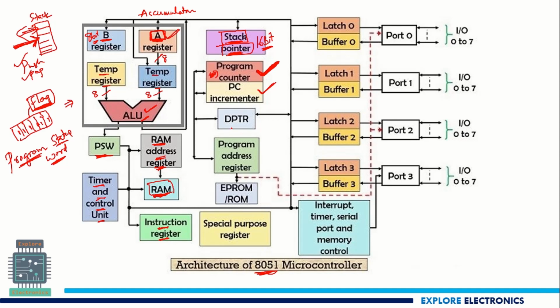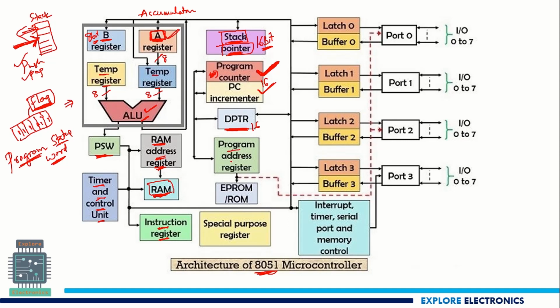And then we will be having DPTR. This is also a 16-bit register. DPTR is the data pointer. This data pointer will be pointing to the external data memory, to the memory location of the data which is present and which we are using as external memory.